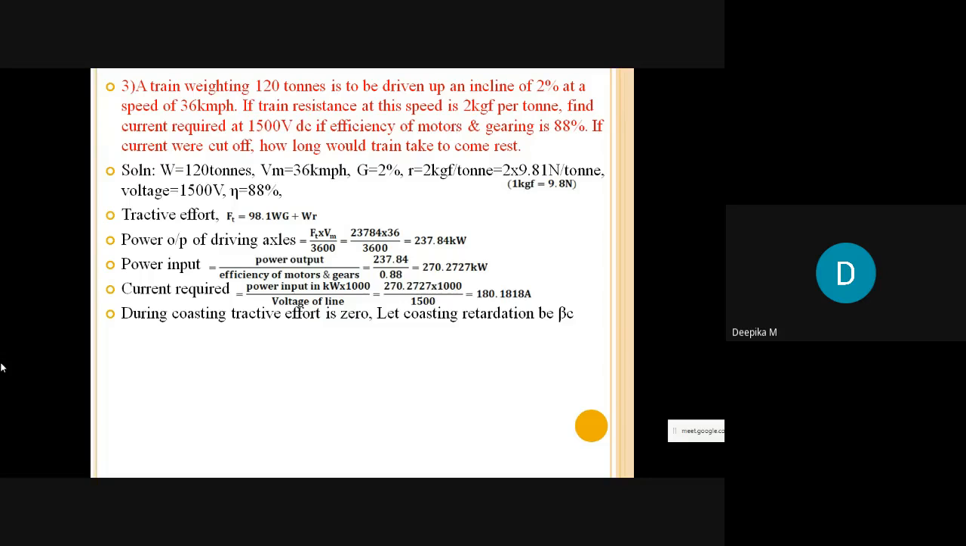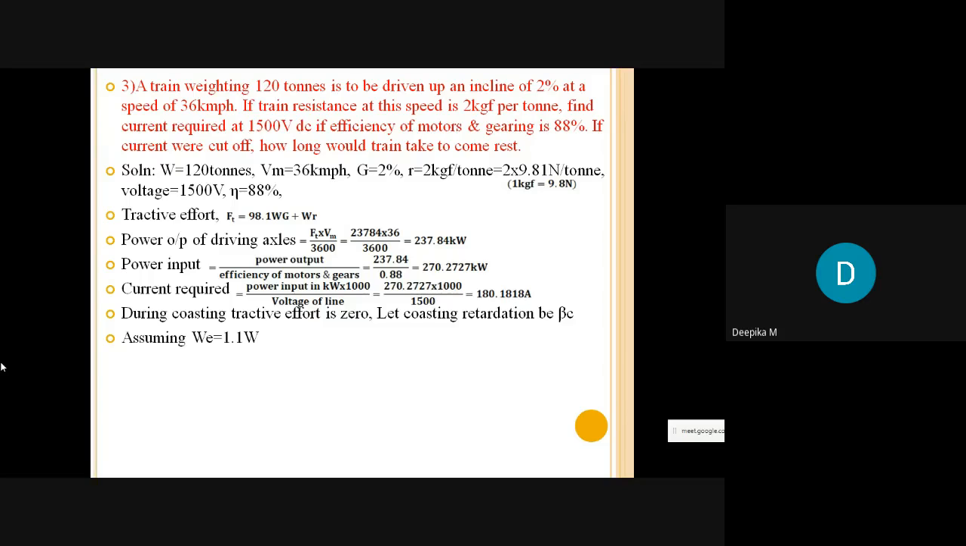As I told you, in the coasting period, we are not going to put any effort, or we are not going to provide any power. Hence, the tractive effort will be 0 during the coasting period. Please remember that. During the coasting period, the power input or the tractive effort will be 0 and the train will be running only on its own momentum. Hence, the tractive effort will be 0 during coasting period, and let coasting retardation be beta C.